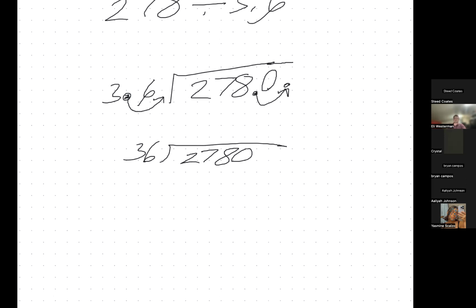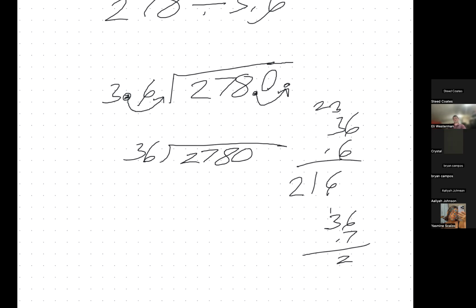So we've got to say how many times is 36 going into 278? Geez, that's hard. Let's do 36 times 6. 6, 3. 3 times 6 plus 3 is 21, 216. That's not right. Let's do 36 times 7. 6 times 7 is 42. Carry the 4. 3 times 7 is 21, plus 4 is 25. So we can put 7 here. We can put 252. Subtract the 6. Subtract the 2. Bring down a 0.